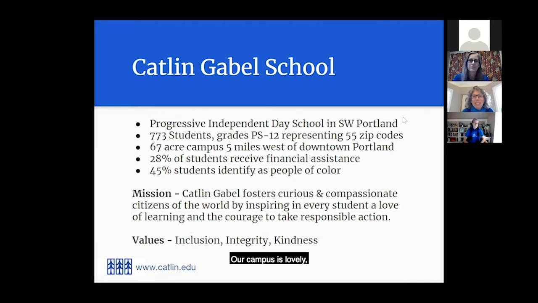Our campus is lovely. We miss it very much this time of year, especially. It's beautiful in the fall. 67 acres. It takes about 10 minutes to drive to downtown Portland from the campus. And 28% of our students receive financial assistance for tuition, and another 45% of our students identify as people of color. You can obviously find out a lot more information about the facts about the school on our website, catlin.edu.